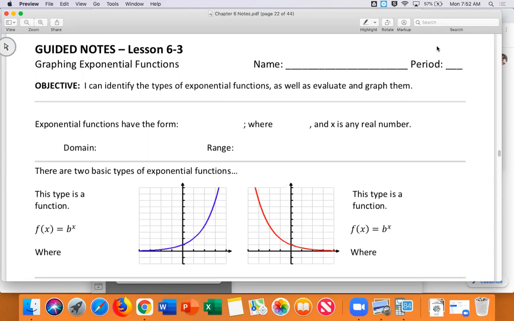Okay? Found it? Cool. So an exponential function has the form f(x) = a·b^x, where a, b, and x are any real number. So a is kind of just, you know, think of it like a coefficient. b is your base, and x is your exponent. So the domain for exponential functions is all real numbers. And the range is going to be greater than 0. Okay.